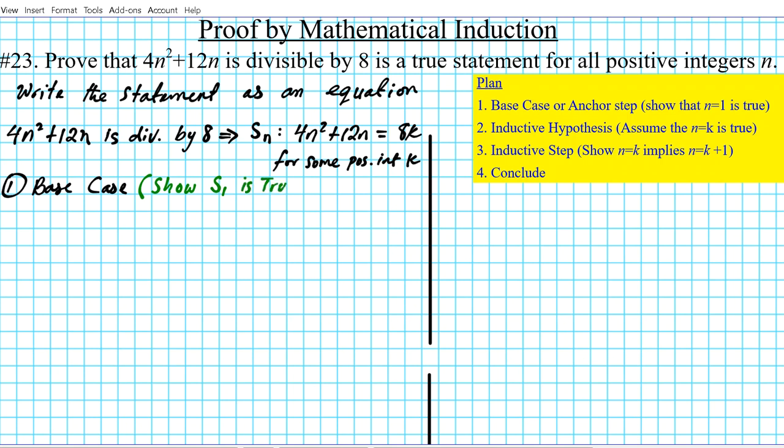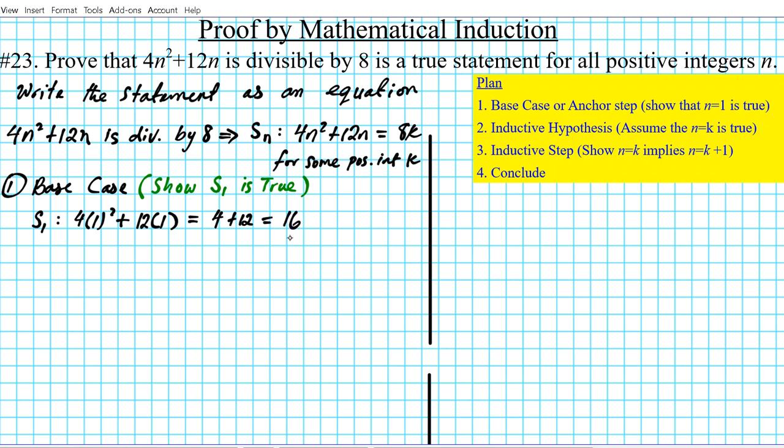Basically, if we substitute 1 for n, we have an expression that can be written as a multiple of 8. That's the whole idea. So S sub 1, we have a situation where all the n's are replaced with 1. So we have 4 times 1 squared plus 12 times 1. This is what you get when you substitute 1 into the statement. Now let's use the order of operations to simplify this. 4 times 1 squared is just 4, plus 12. That's 16.